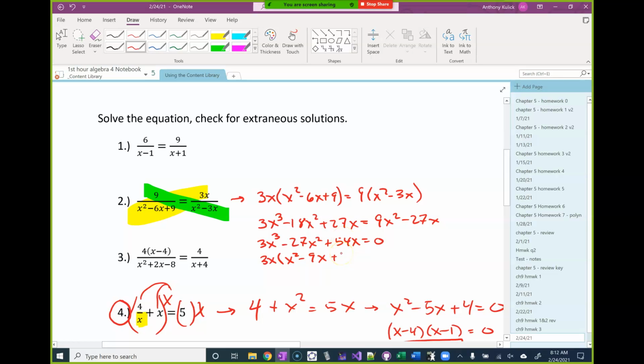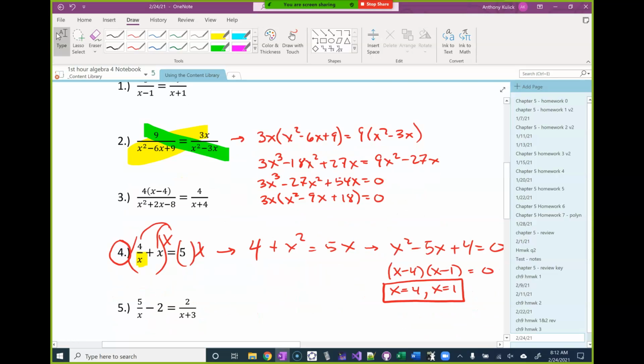54 divided by 3 is 18, I think. Is that right? Yes. So far, so good? Yeah. Okay.